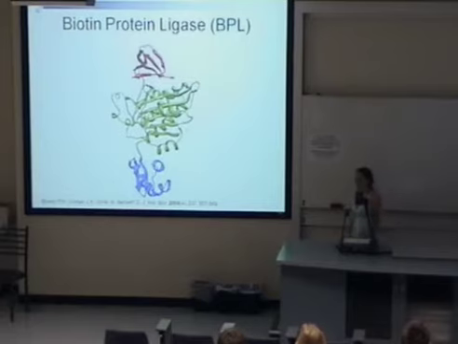So, this was my target protein. The green bit is the catalytic domain of my protein, and that's the area that I was targeting to make an antibiotic for this.